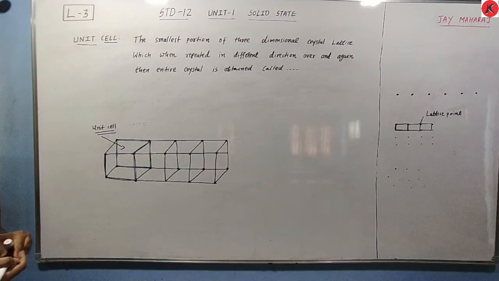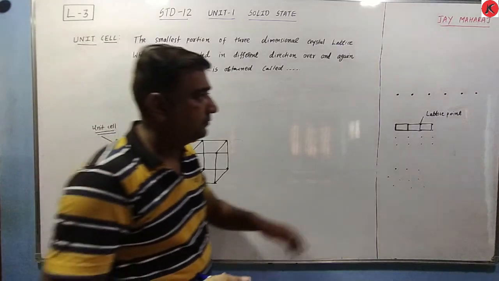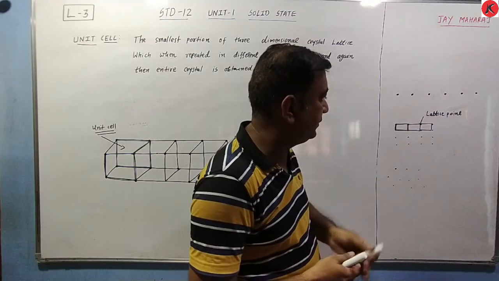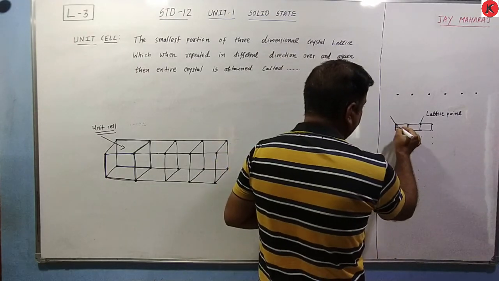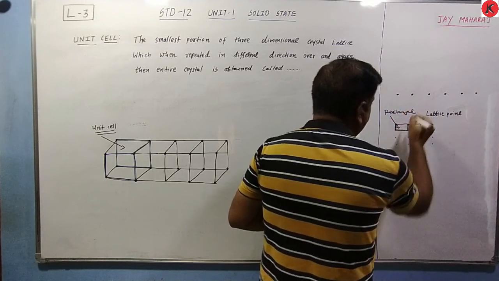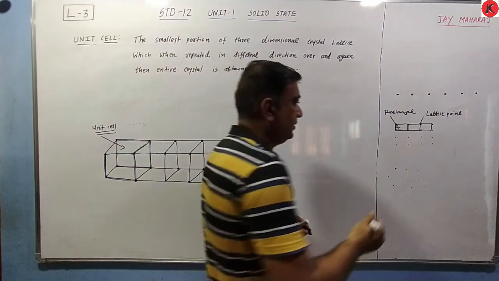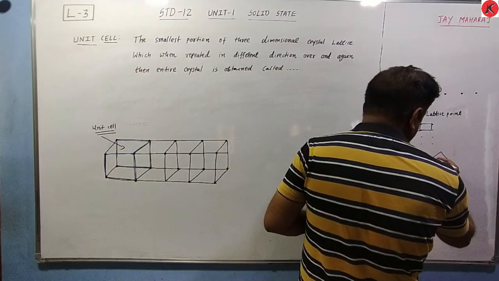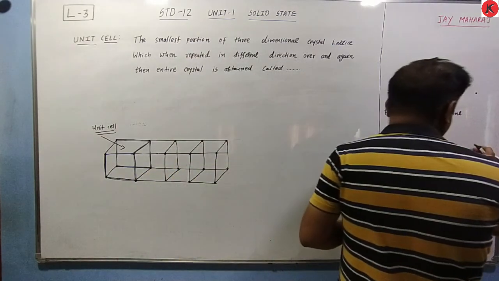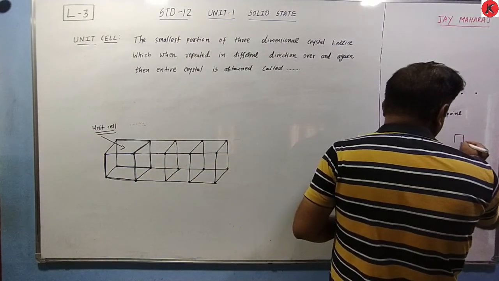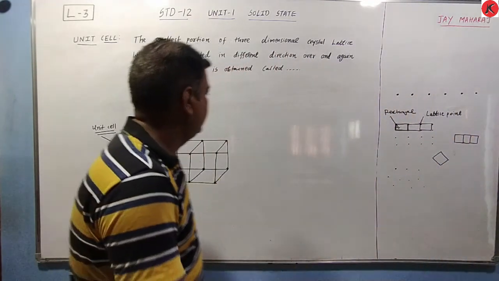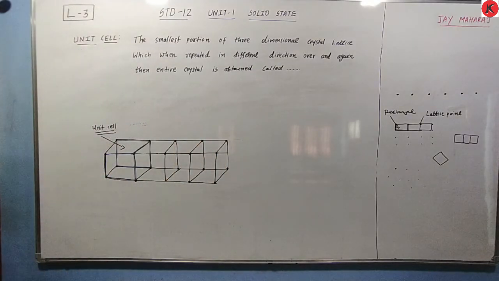In two dimension also unit cell is possible. This is two dimension arrangement. So here unit cell is rectangle. This type of arrangement is also possible. Parallelogram, rhombus, square. This is also repeating pattern. Generally we study in three dimension.